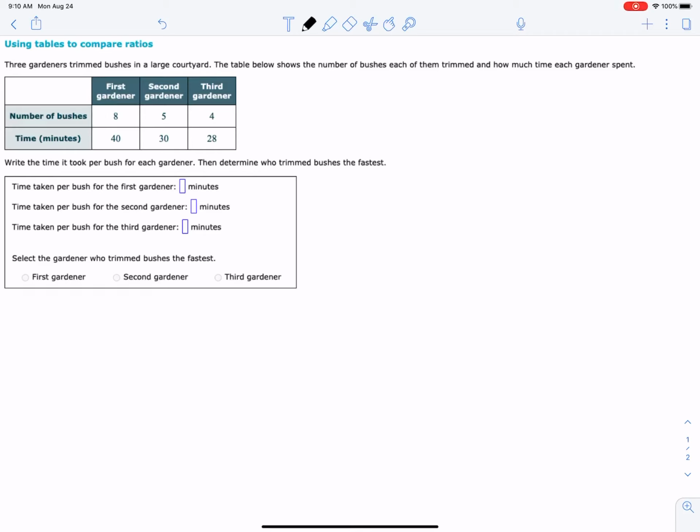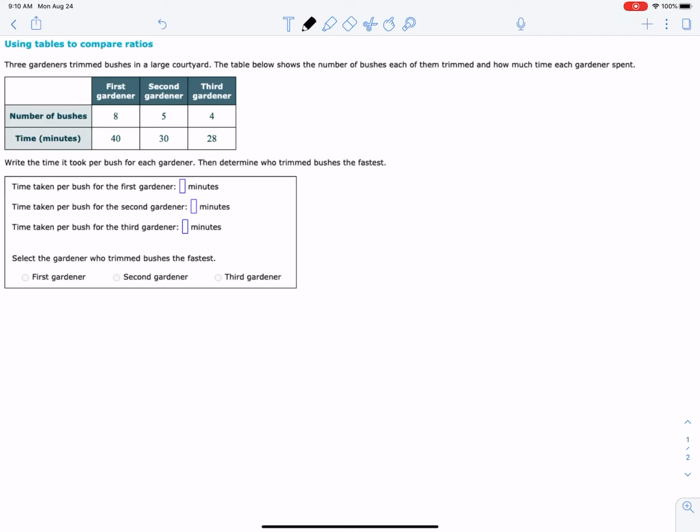Hi guys, this video is to show you an example of using tables to compare ratios. The problem we have presented is 3 gardeners trimmed bushes in a large courtyard. The table below shows the number of bushes each of them trimmed and how much time each gardener spent.